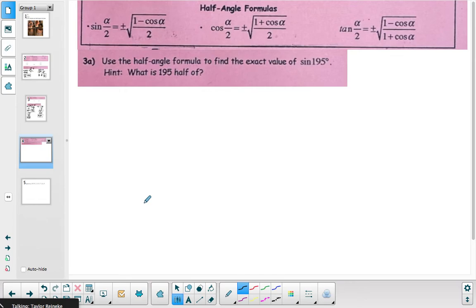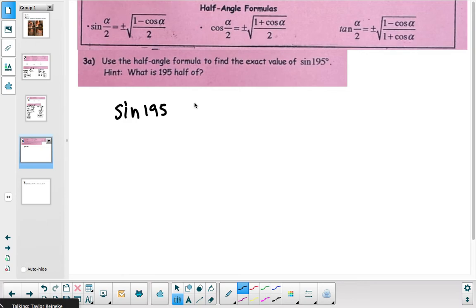So you can do sine of 45 plus 150 and see if it's the same answer. It might look different because you're using a different formula, but if you check on your calculator, they should be the same value as the decimal. So that is my little quick walkthrough for 3b and 3c. But using the half angle formula, finding sine of 195, you're going to do a little trick here.